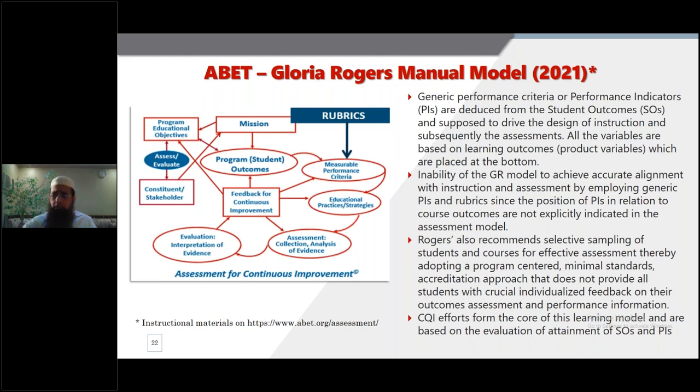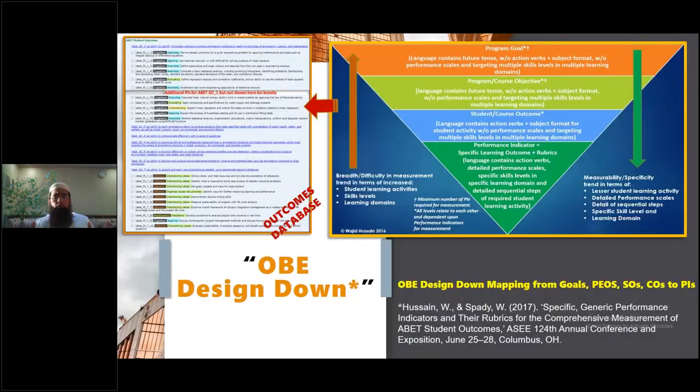In this particular example, we see a whole bunch of outcomes on the left-hand side classified. Actually, these in the blue are the program outcomes, and each program outcome has its own performance indicators, which are linked through course activity. So this is a very nice inverted pyramid. It shows the difference of the different goals, objectives, outcomes, indicators.